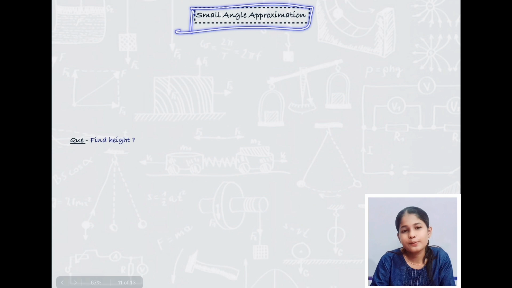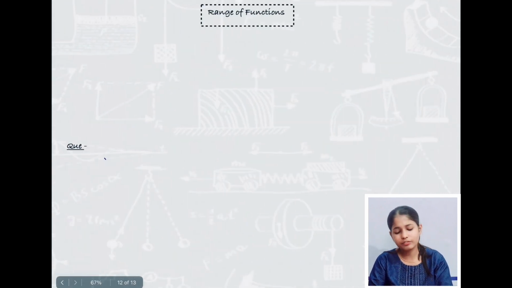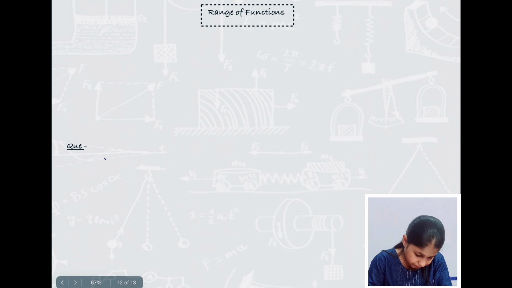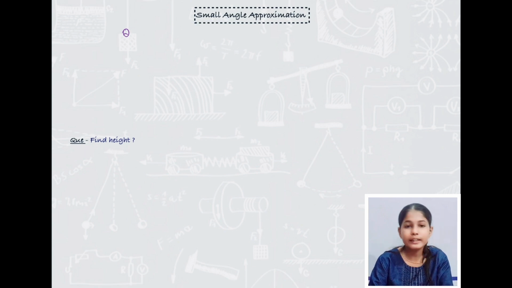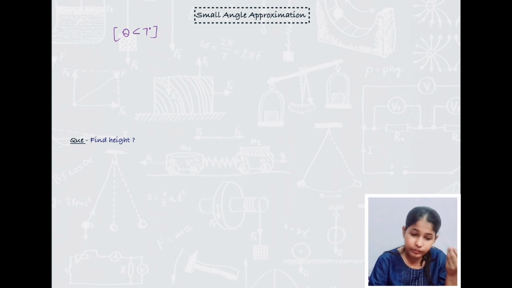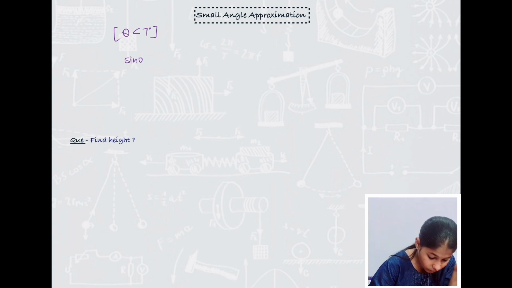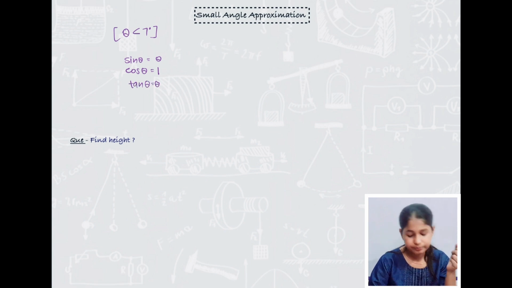Our next topic is small angle approximation. Now, only a very small portion of the video remains. Okay. So, start. Small angle approximation means, if the angle theta is less than 7 degrees, anywhere, then in case of sin theta, you will write it as theta. In case of cos theta, you will write 1. In case of tan theta, you will write it as theta.